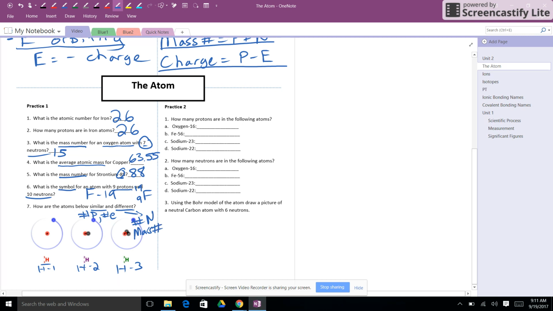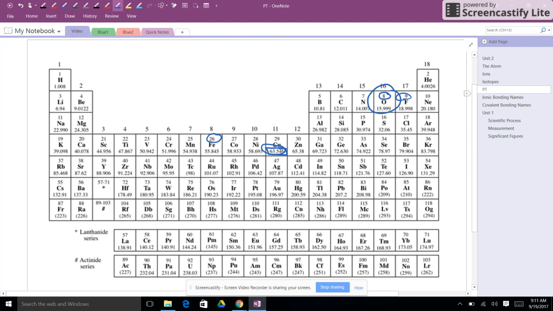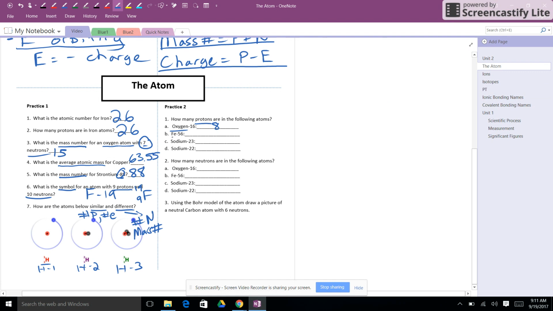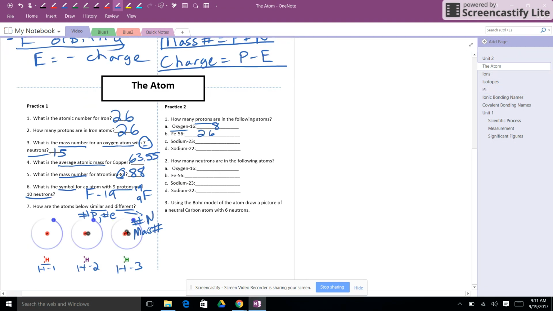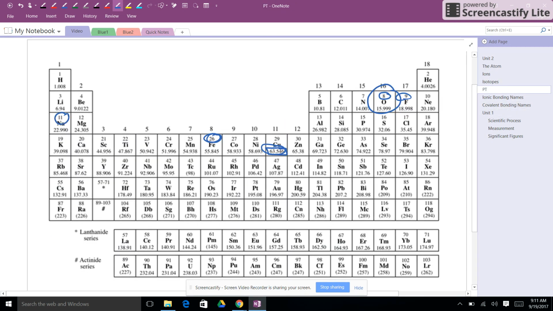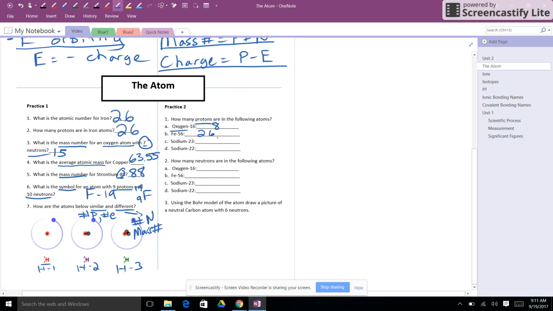Okay, over here on the right, how many protons are in the following atoms? Looking at these mass numbers, it's kind of irrelevant. Protons is always the same for a given atom. So oxygen 16, oxygen's element 8, it has 8. Iron 56, 56 irrelevant. Iron always has 26 protons. Sodium 23, 23 is irrelevant. Sodium always has 11 protons. Sodium 22, 22 irrelevant. It always has 11 protons.